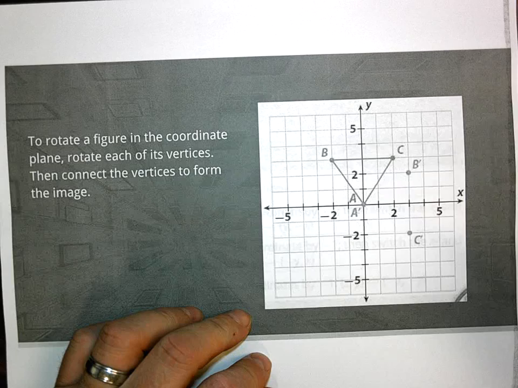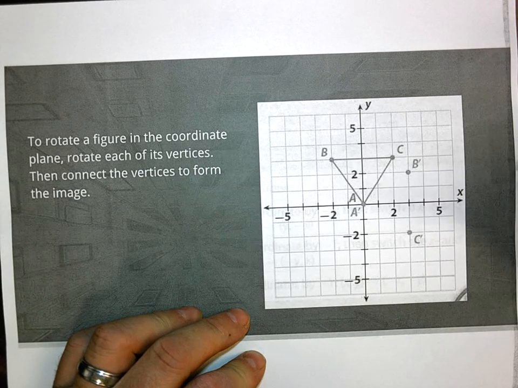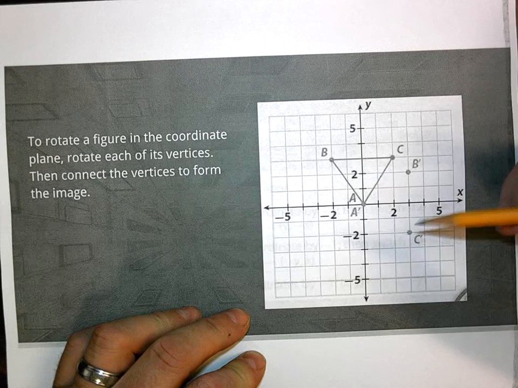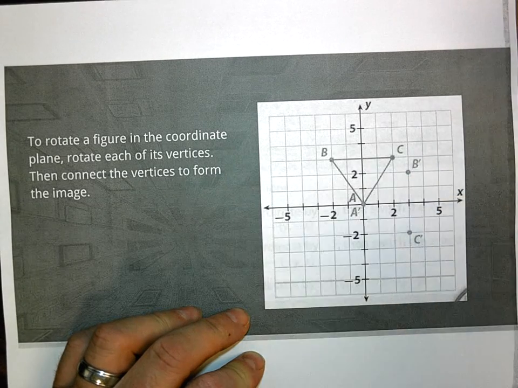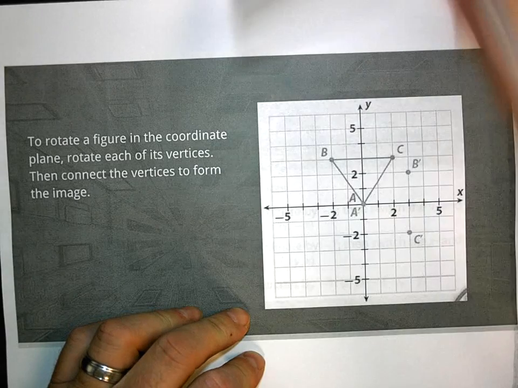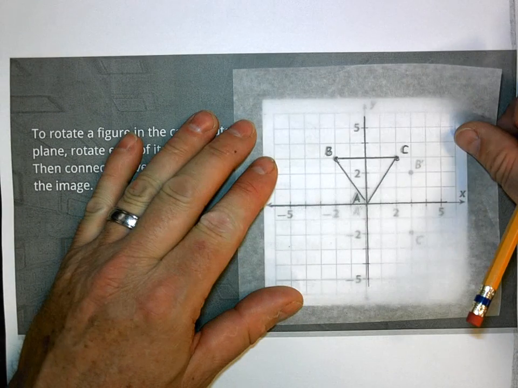Alright. So hopefully you wrote those notes and didn't just move on. So to rotate a figure in the coordinate plane, you rotate each of the vertices and then connect them to the image. So there's a couple ways to do this. Probably the easiest is the Pati Paper, and I've already happily done my Pati Paper, so you won't have to watch me do this on the video.